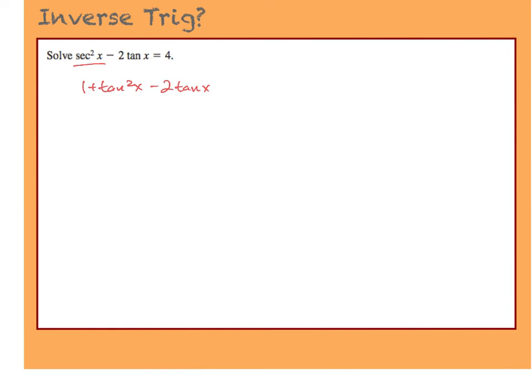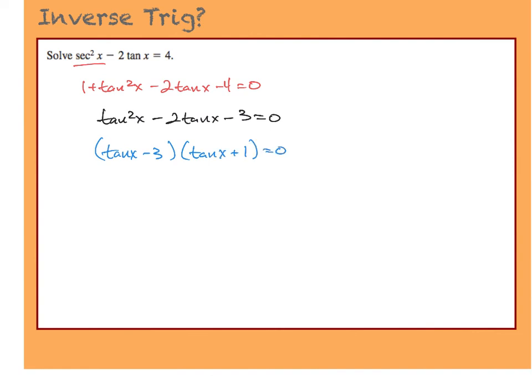I'm going to go ahead and subtract 4 over. All right, so I'm going to set it equal to 0. Now what should I do? Combine like terms. So when I combine like terms, I'm at tangent squared x minus 2 tangent x minus 3 is equal to 0. So what do I have going on here again? Quadratic. What do we do to those things? We factor it up. You can think of this as like an x squared minus 2x minus 3. So what does this factor to? Tangent x minus 3 and tangent x plus 1 is equal to 0.